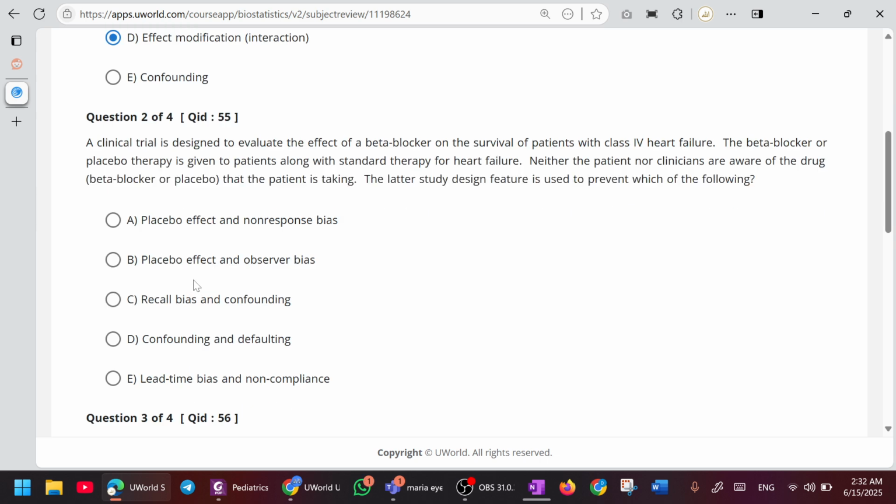A clinical trial is designed to evaluate the effect of a beta blocker on the survival of a patient with class 4 heart failure. The beta blocker or the placebo therapy is given to the patient along with standard therapy for heart failure. Neither the patient nor the clinicians are aware of the drug, beta blocker or placebo, that the patient is taking. The latter study design feature is used to prevent which of the following?